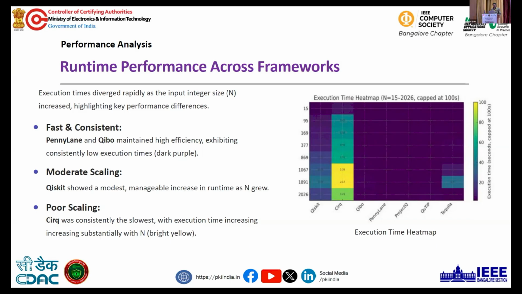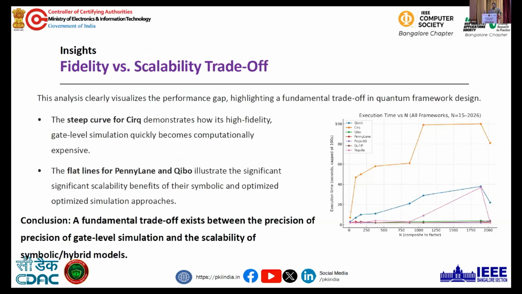Moving to the next slide, we see the insights on the trade-off of fidelity with scalability. The key takeaway here is the trade-off. Gate-level simulators like IBM's Qiskit or Google Cirq are accurate but do not scale well. Symbolic approaches like PennyLane and Qubit scale efficiently but are less tied to hardware precision. So both are important. One gives speed, the other gives realism. This is the difference in the trade-off.